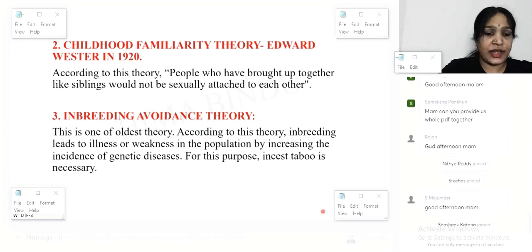Do you all agree? Edward Westermarck and Sigmund Freud, are they exactly opposite? Yes, they both are exactly opposite. From this, you have to make another observation. Two theories can be opposite. Two theories can be similar. Two theories can be unrelated. Is it clear? So when two theories are opposite, which one is a fact?